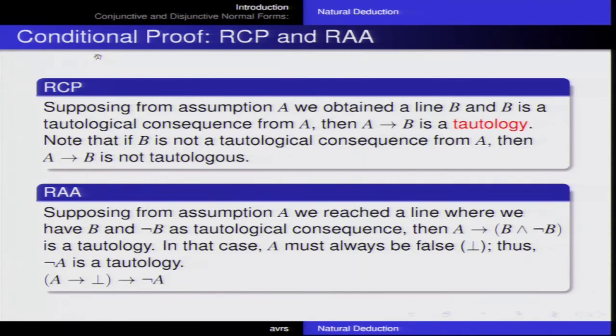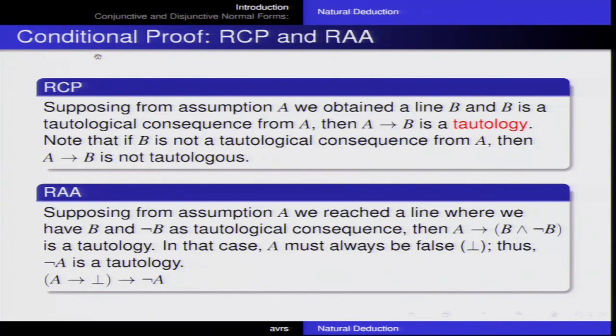So what is considered to be the rule of conditional proof in natural deduction? It is like this. Supposing from an assumption A we obtain in a proof something called B. Now B is a tautological consequence of A, that means the last step of your proof is considered to be a theorem, so it is also considered to be a tautology. Then you will discharge the assumption A and write A implies B. Note that if B is not a tautological consequence of A, then obviously A implies B is also not tautologous.